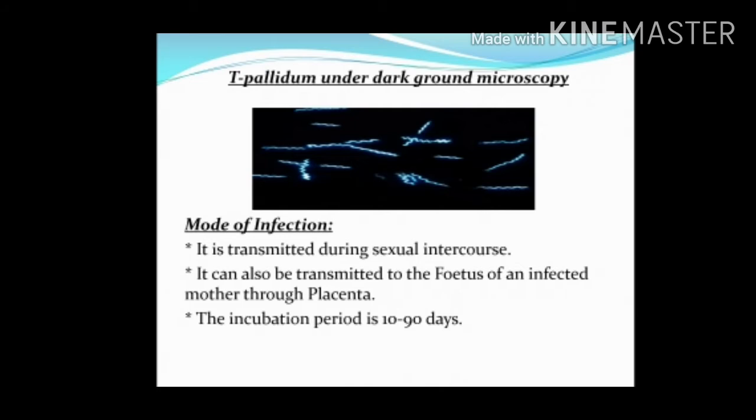In this picture, you can clearly see the bacteria Treponema pallidum which causes syphilis under a dark ground microscope. So here you can observe the shape of the bacteria. Because of that, light illuminates these bacteria against the dark background.